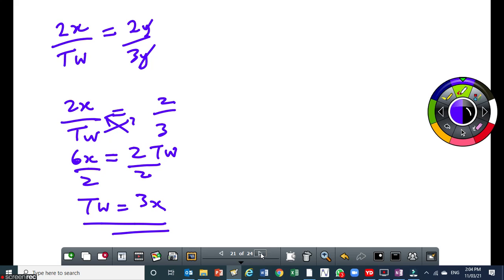Because TW times 2 gives you 2TW. And then I divide it by 2 because I want to find TW. Any question? So we are following. Right, let's move on to the next question.